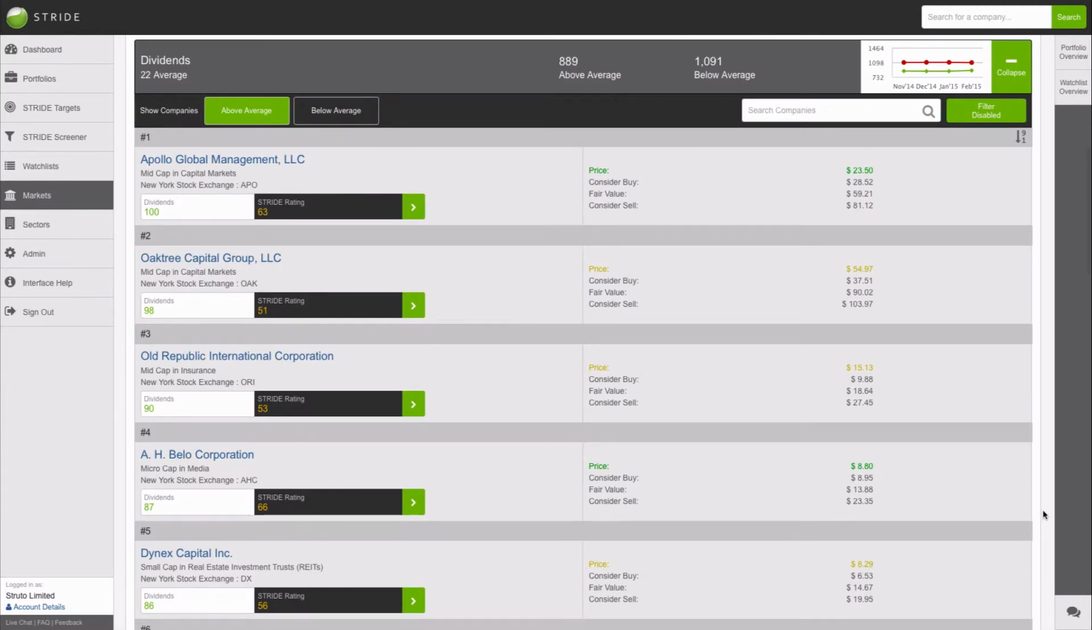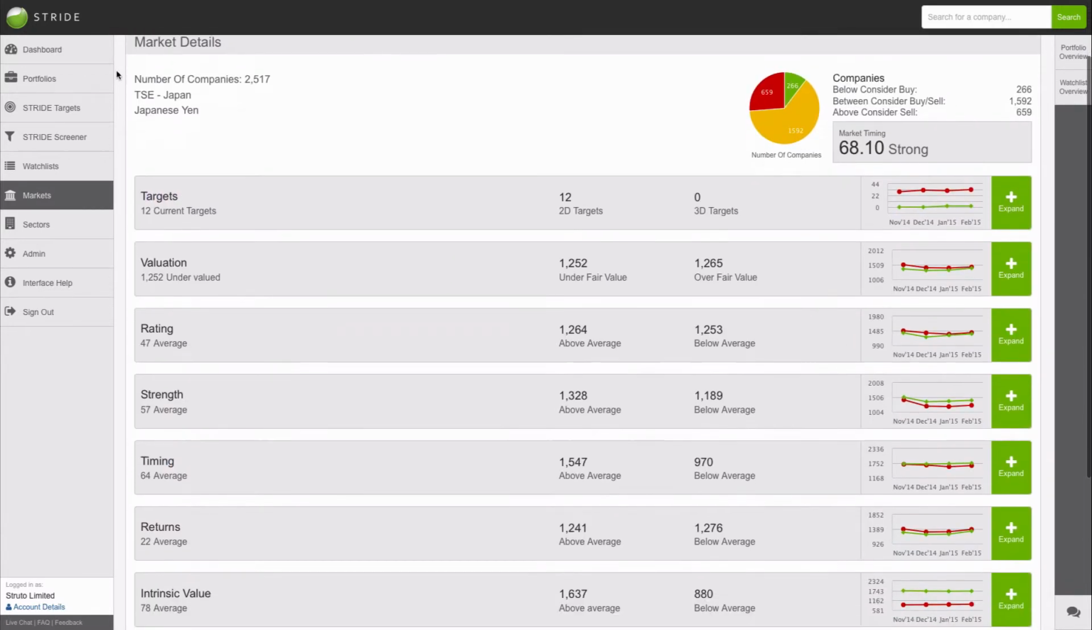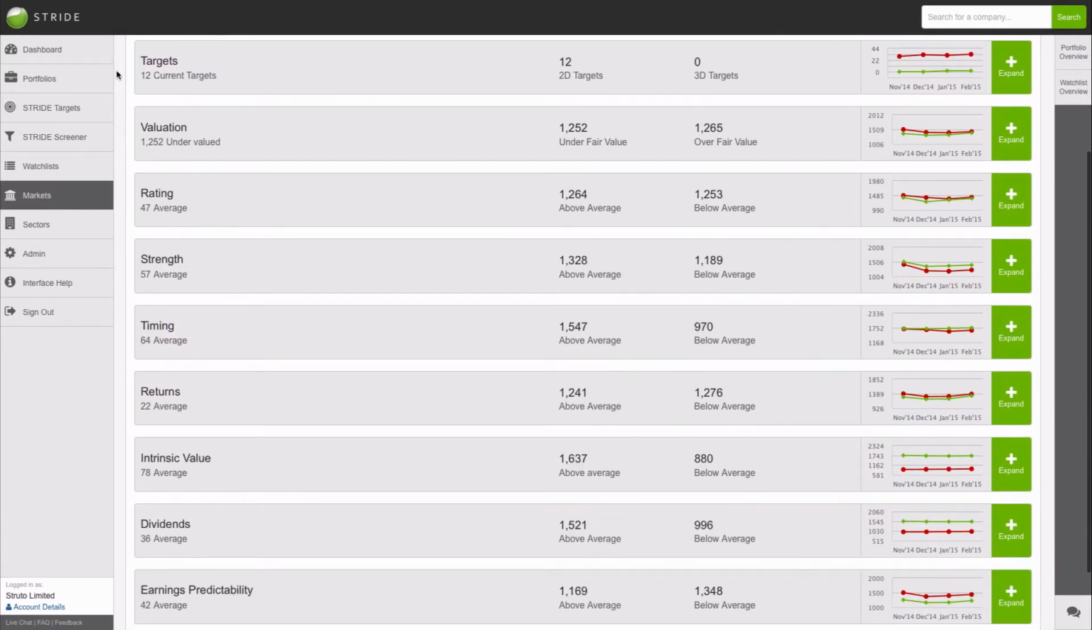Let's compare this with a completely different market, the Tokyo Stock Exchange, for instance, where the dividends average is 14 points higher at 36, and 1,521 companies score above this average, with 996 scoring below. This shows a very different attitude in Tokyo to shareholder dividend payments compared with New York, so a dividend-conscious investor might well prefer to invest in businesses listed here.